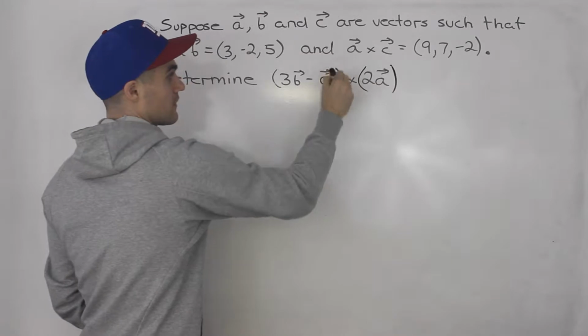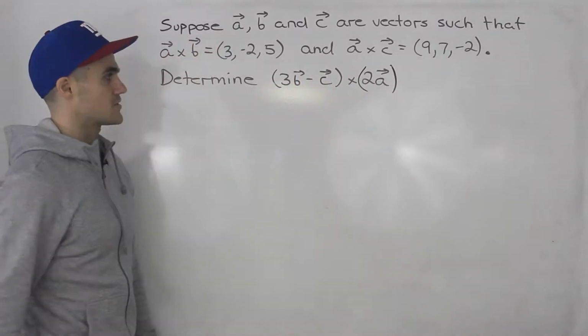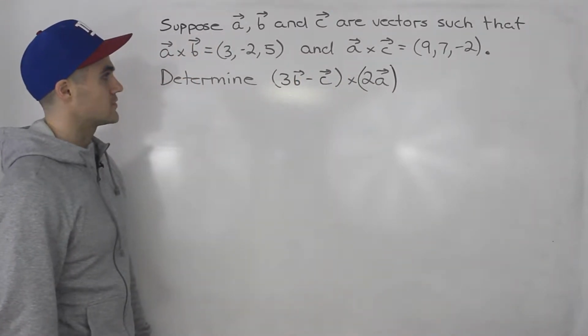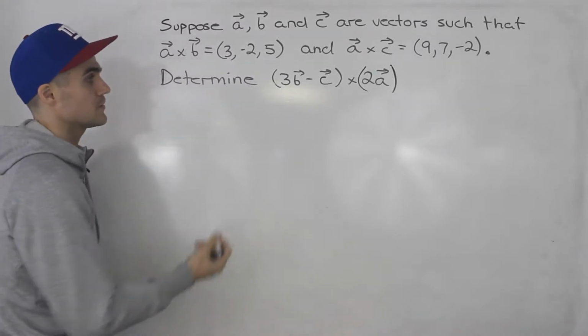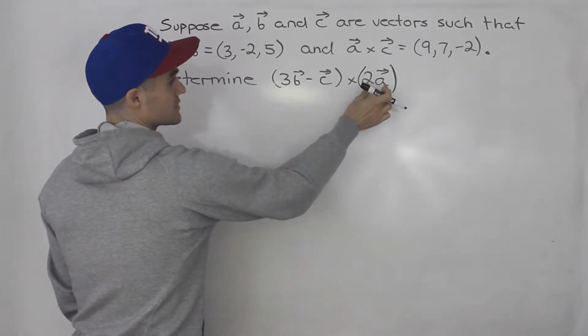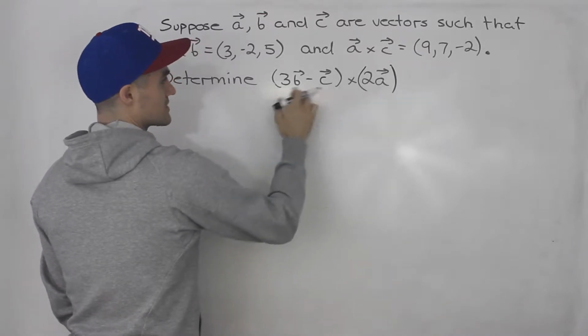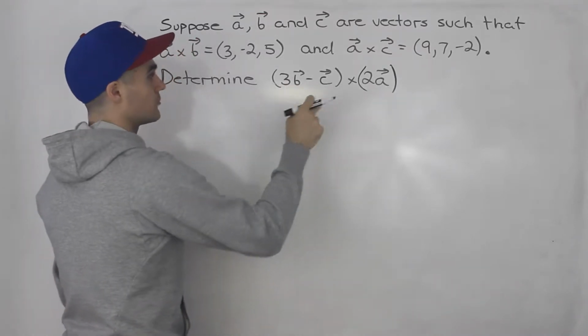So this is a vector, and then this is a vector in brackets here. This question is pretty tricky. You're going to have to apply a lot of cross product rules. The first thing you want to do is distribute this 2A inside the bracket and then take multiple cross products.